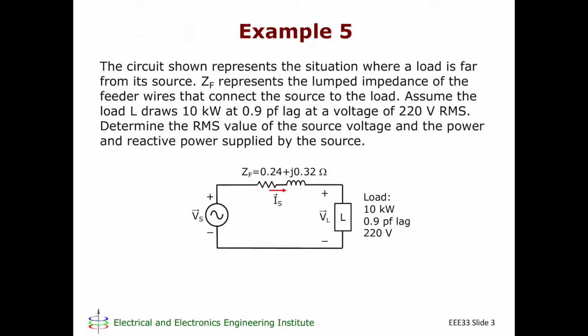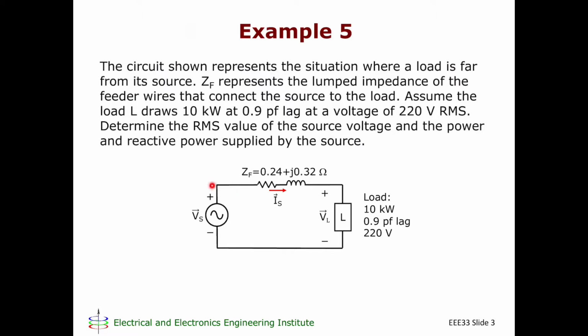Let's take this example. This is not actually a transformer problem, okay? But we're going to use the results of this example to illustrate something later on in this module. The circuit shown represents a situation where a load is far from its source. ZF represents the lumped impedance of the feeder wires that connect the source to the load.